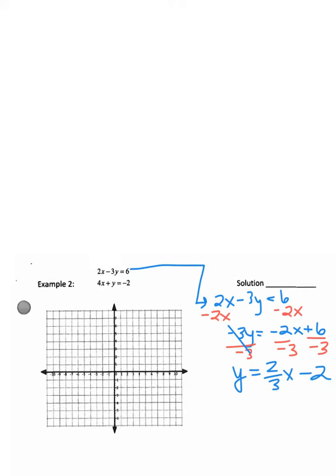So my y-intercept is negative 2. My slope is 2/3. So I'm going to go up 2 and over 3. And again, I'm going to plot as many points as possible until I fill up my graph. I can also go down 2 and back 3 to fill up points in this direction.